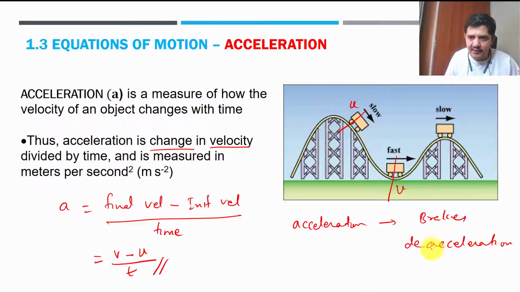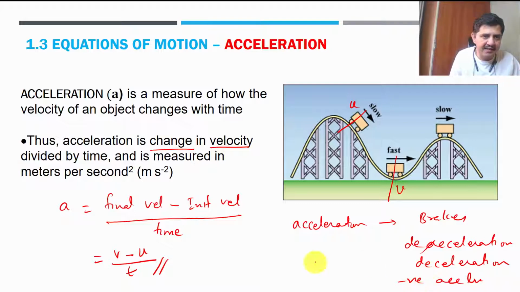Deceleration, or sometimes we remove the 'a' here and just write this as deceleration. Okay, or sometimes called negative acceleration. The reason is because the acceleration becomes negative. When can acceleration become negative?